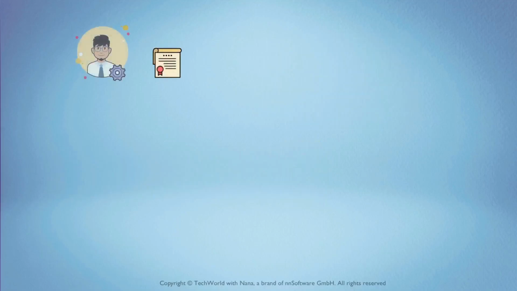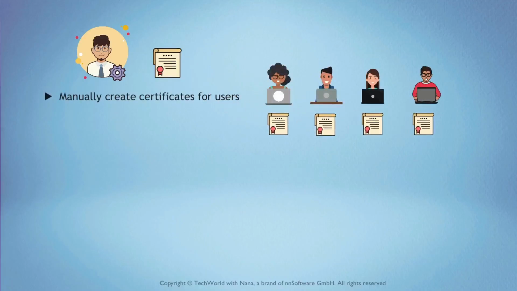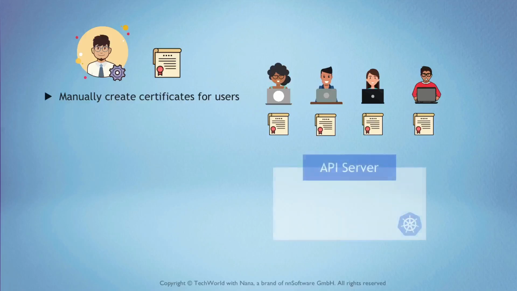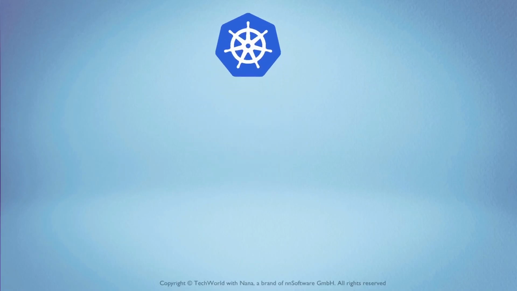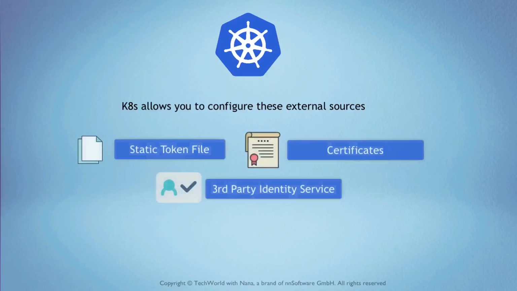For certificates, you as an admin will have to manually create certificates for different users in your team. This will be the users that will be allowed to connect to the cluster. Or, as I said, as a Kubernetes admin, you will have to configure LDAP as an authentication source for the API server. So, as I mentioned at the beginning, Kubernetes allows you to configure these external sources for authentication, but it doesn't manage them itself. You have to manage them yourself as a Kubernetes administrator.